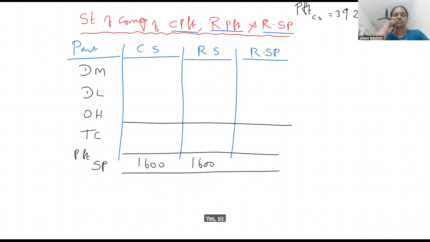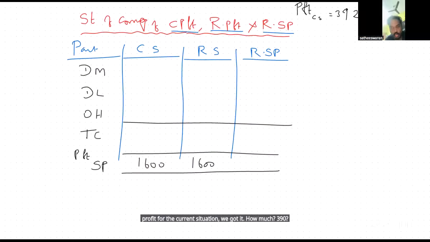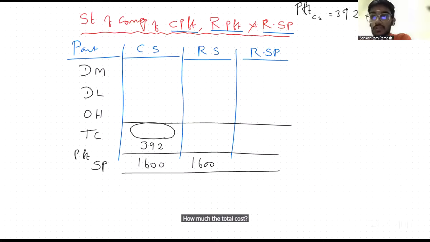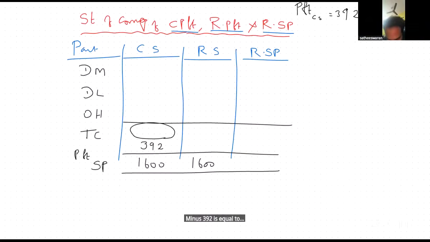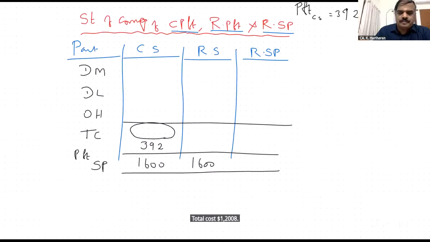Profit for the current situation we got: how much? 392. Therefore, balance is equal to total cost. How much is the total cost? 1600 minus 392 is equal to 1208. Total cost is 1208.